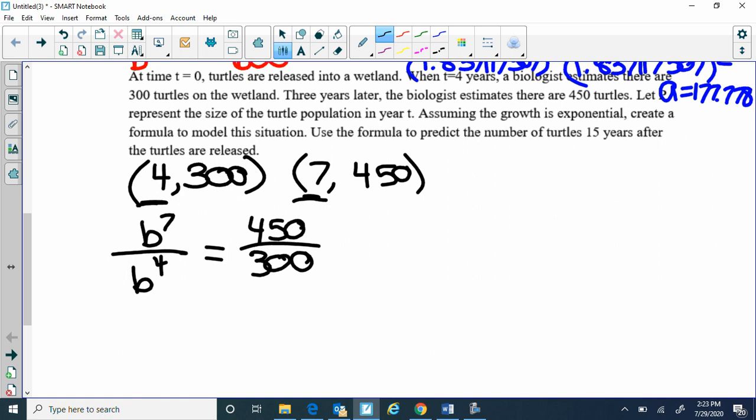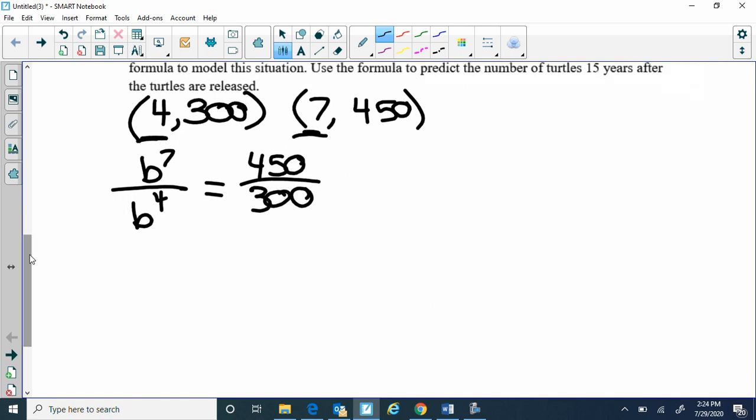Here, we can now go through our divide. So b to the 7th over b to the 4th, again, think about that subtraction. We have the same base, so b to the 7 minus 4, which is 3, equals 450 over 300, which should give us 1.5.